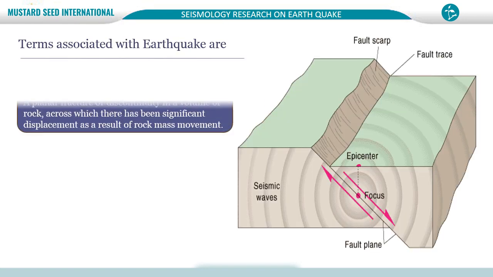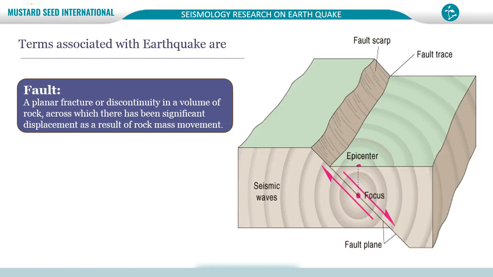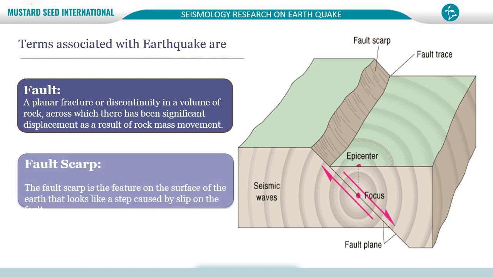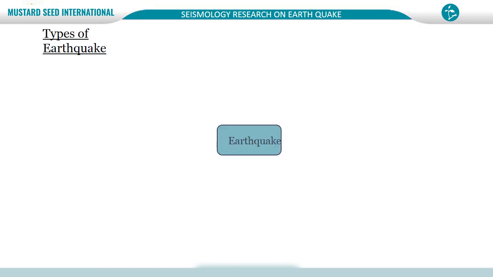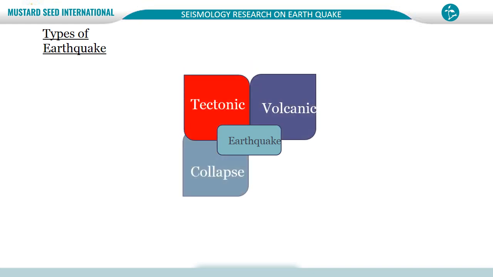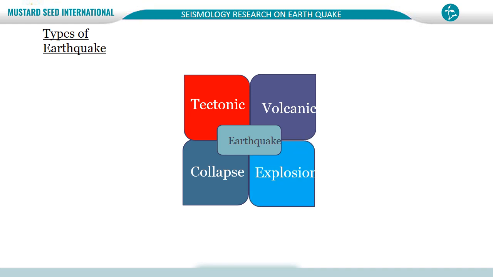Fault. Fault is a planar fracture or discontinuity in a volume of rock across which there has been a significant displacement as a result of rock mass movement. Fault scarp. Fault scarp is the feature on the surface of Earth that looks like a step caused by slip on the fault. There are four types of earthquakes: tectonic earthquake, volcanic earthquake, collapse earthquake, explosion earthquake.